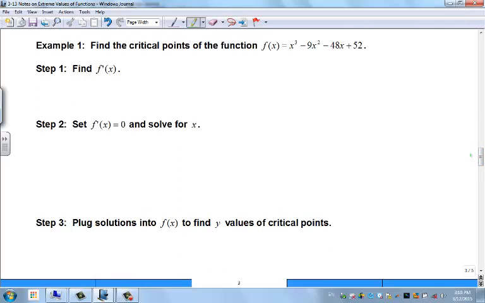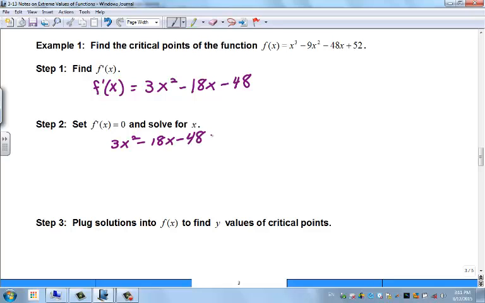I'm going to show you how to find the critical points of this function in example number 1. So step 1, find f prime of x. Very simple derivative to take here. F prime of x is equal to 3x squared minus 18x minus 48. Set f prime of x equal to 0 and solve for x. So now I'm going to take that f prime of x that I just got and I'm going to set it equal to 0 and solve for x.